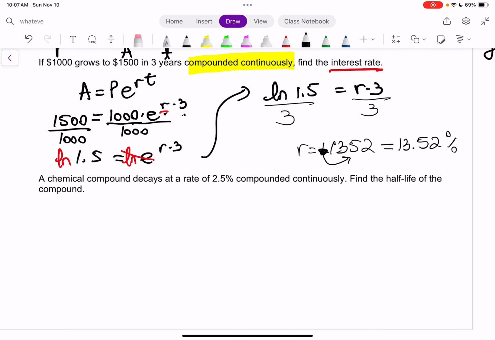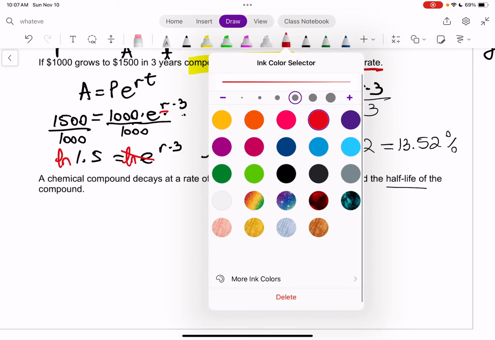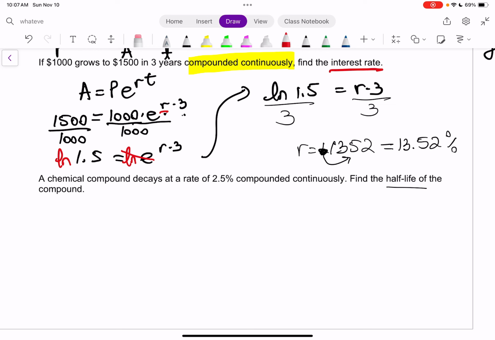A chemical compound decays at a rate of 2.5% compounded continuously. Find the half-life of the compound. So here it is. Now we don't necessarily know what amount decays. Let's see, what do we know? We know that it's compounded continuously, so we're kind of using the PERT formula, right? Again, it doesn't have to be about money, but any amount at time 0 will grow to some kind of other amount. So we want to find the half-life.